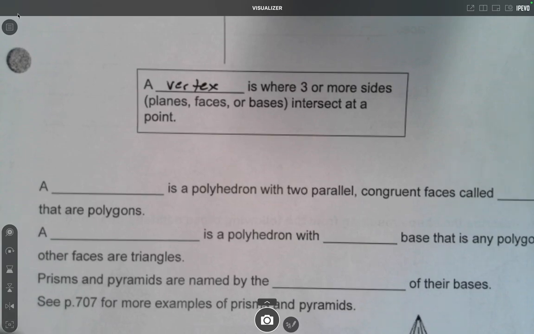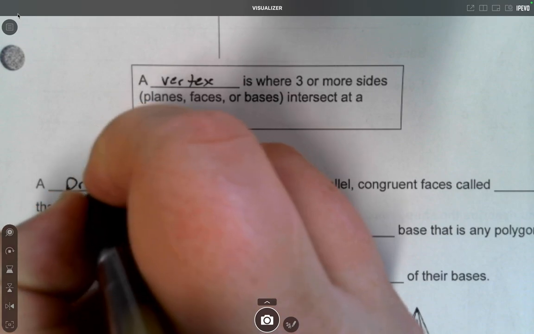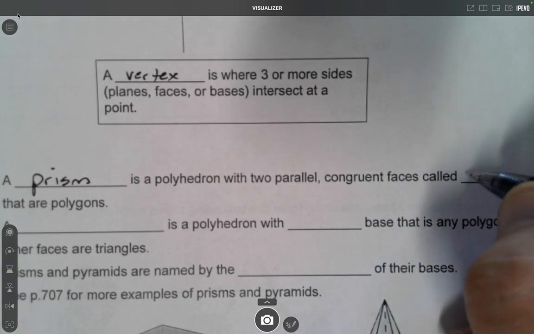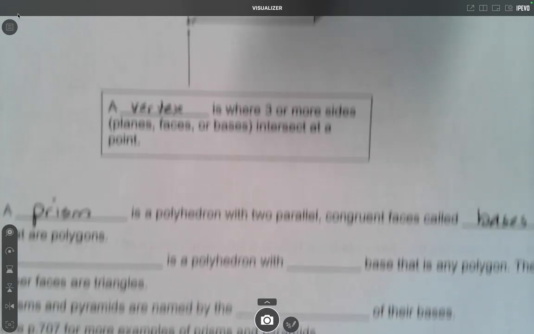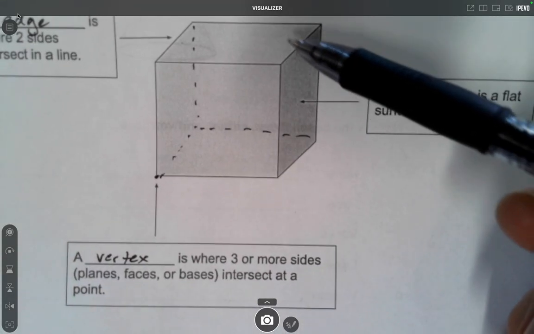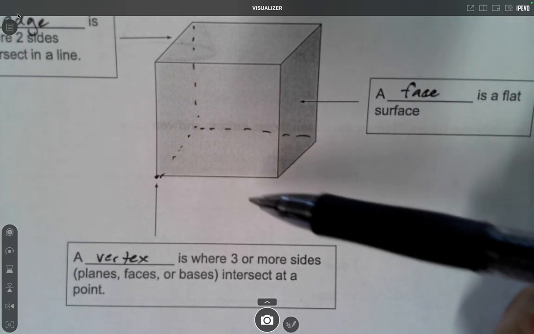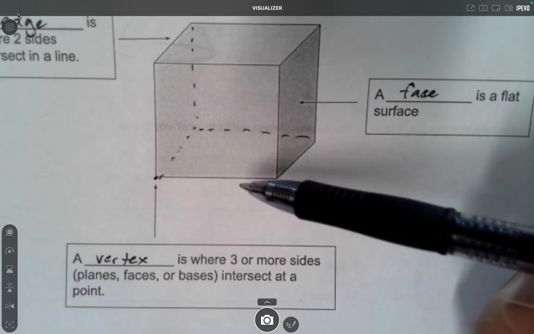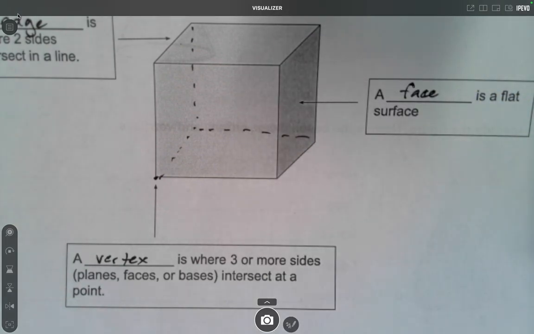Now, within the polyhedrons, there are things called prisms. A prism is a polyhedron with two parallel congruent faces that are called bases, that are polygons. So that was probably actually what I was describing more so up here was a prism. This would be an example of a square prism, but we'll just call it a cube. But its top and its bottom are parallel to each other. Those planes are headed the same direction, and they are squares.